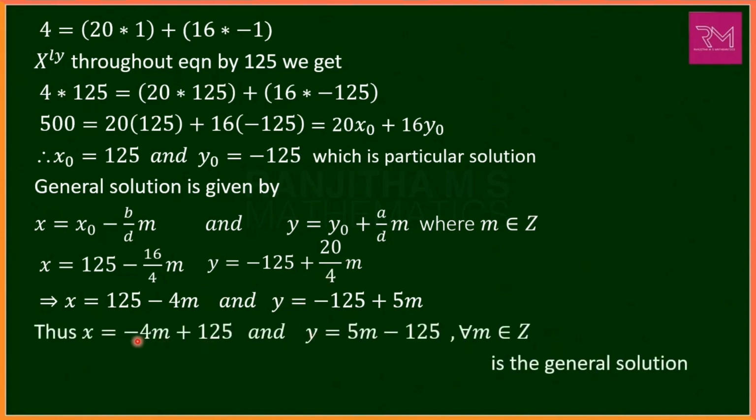Therefore we can conclude that x is equal to minus 4m plus 125 and y is equal to plus 5m minus 125 for all m belongs to Z is the general solution for the given linear Diophantine equation. This completes the problem. We shall move on to another problem.